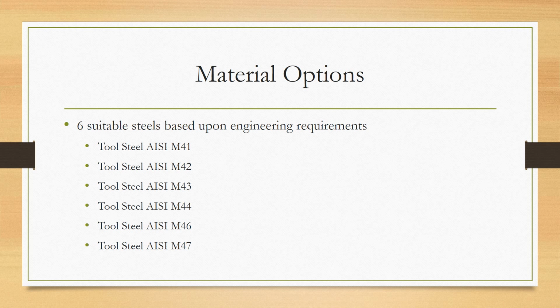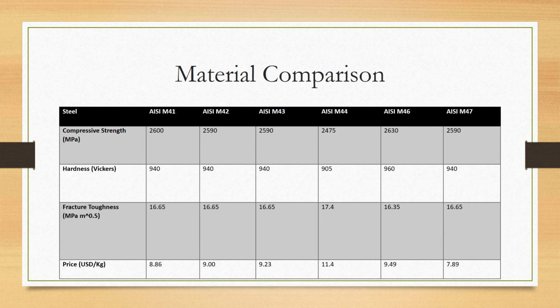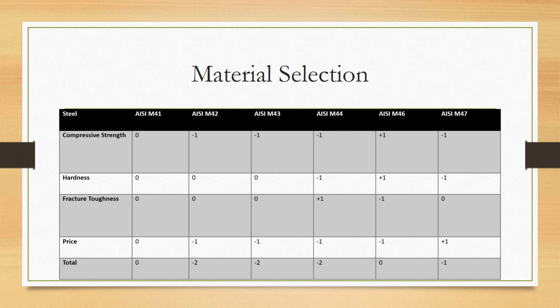After the MPI and further restrictions were applied, these were the 6 suitable steels we were left with. They were all tool steels, and they are shown on screen as of now. So these 6 steel alloys can be compared in terms of our desired characteristics. These desired characteristics are compressive strength, hardness, fracture toughness, and price. The average value for each characteristic was found on the CES software.